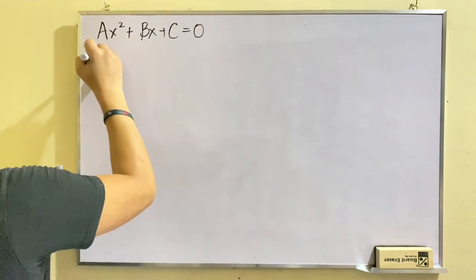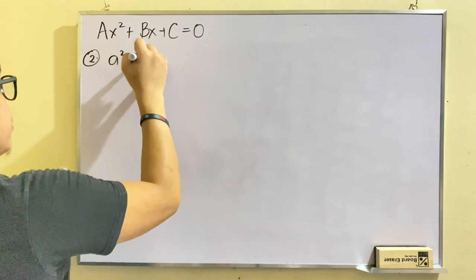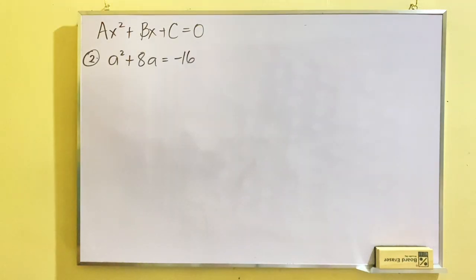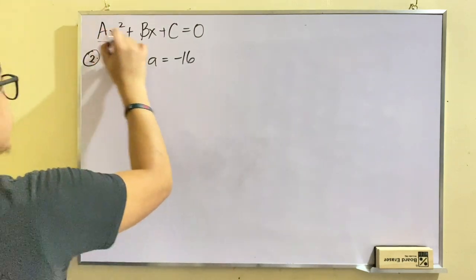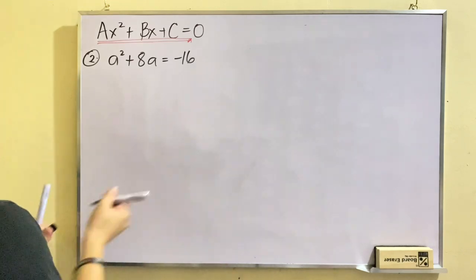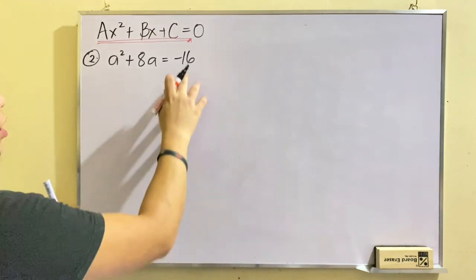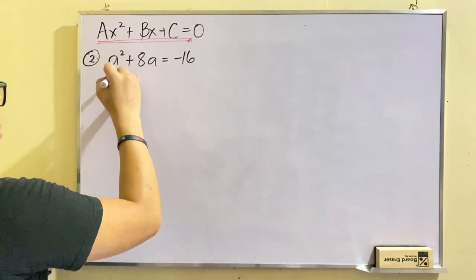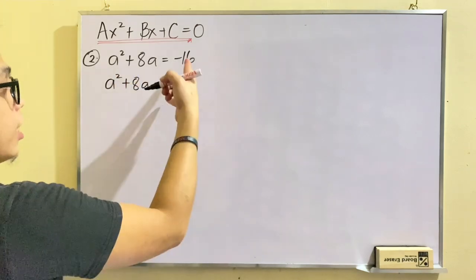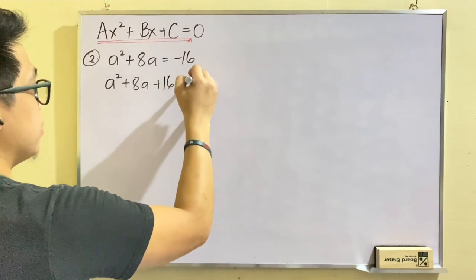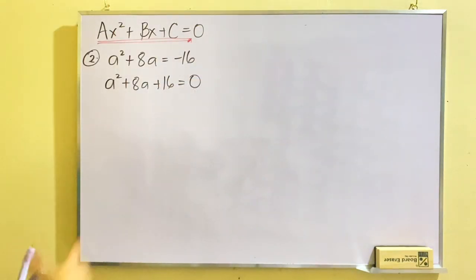So, ang given nating equation is a squared plus 8a is equal to negative 16. So, makakapag-factor na ba tayo? Hindi pa. Bakit? Kasi, wala pa tayo sa general form. Kailangan, ang equation, naka-equate siya sa 0. So, paano mangyayari or paano ang gagawin natin? Of course, si negative 16, ililipat natin sa kabila. So, ang mangyayari, a squared plus 8a, negative 16, ililipat natin ng equal sign, magiging positive 16 is equal to 0.